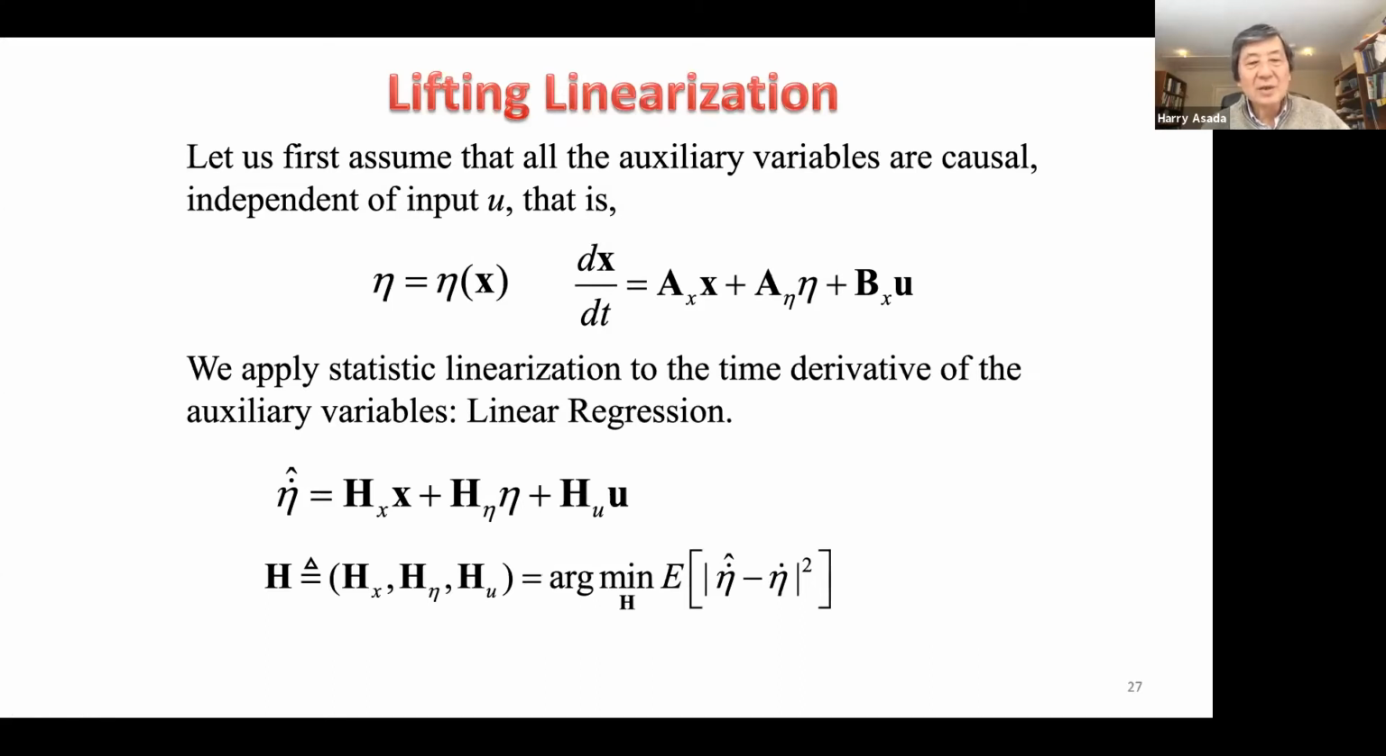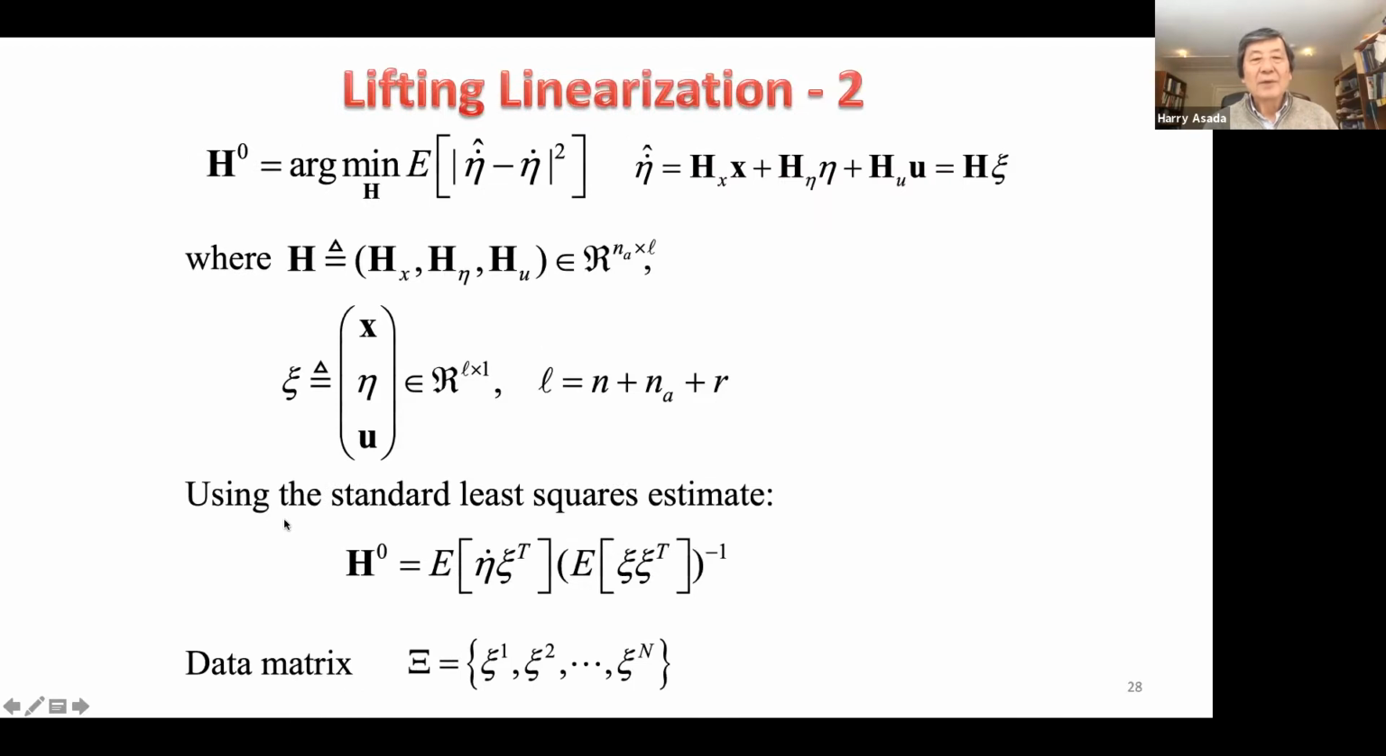Then what you can do, instead of naively using the Jacobian and fixing it, is introduce linear regression. So eta dot is regressed on not only x, but also eta and then u. Then you can find these coefficient matrices Hx, H eta, Hu, so that this can best predict the eta dot hat. So lifting linearization is just a standard least squares problem, right? You have a predicted one versus a correct one, and you can just solve this problem.